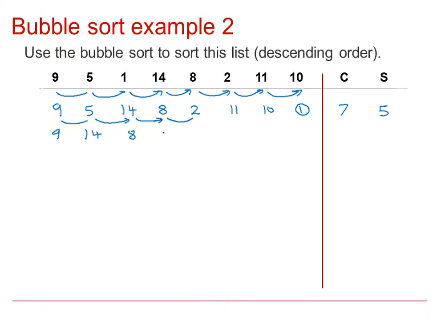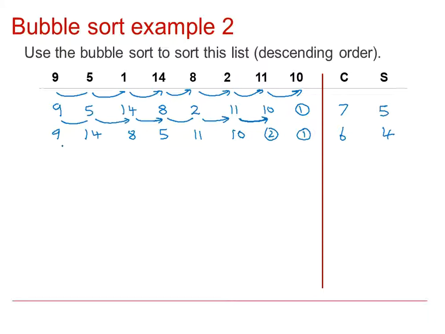5 is bigger than 2, so 5 stays where it is. 2 is smaller than 11, so that would swap. So now 2 would be smaller than 10, so that would need to swap, and we would have 2 in the correct position. So that was 6 comparisons, and counting up the swaps, 4 swaps.